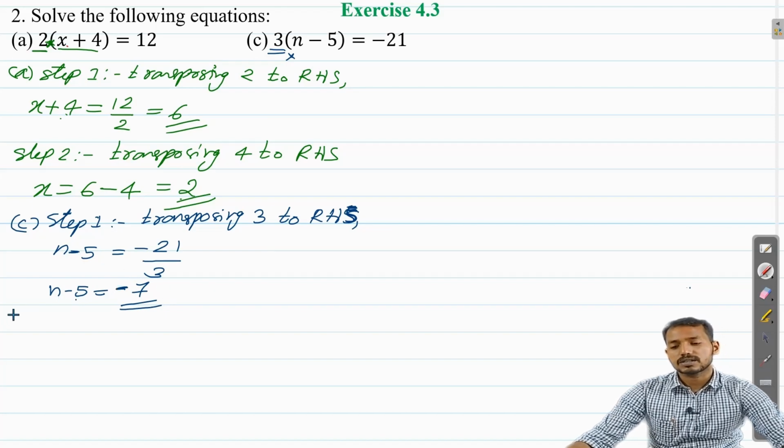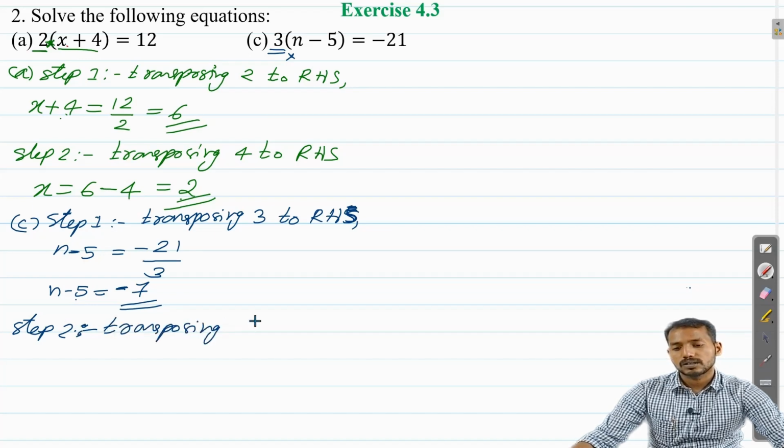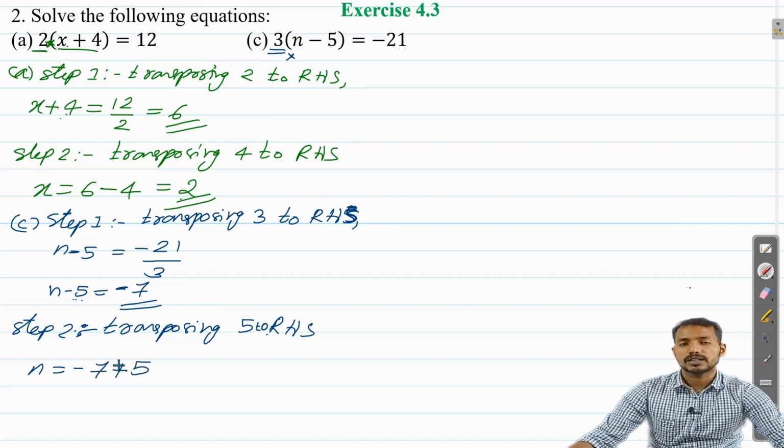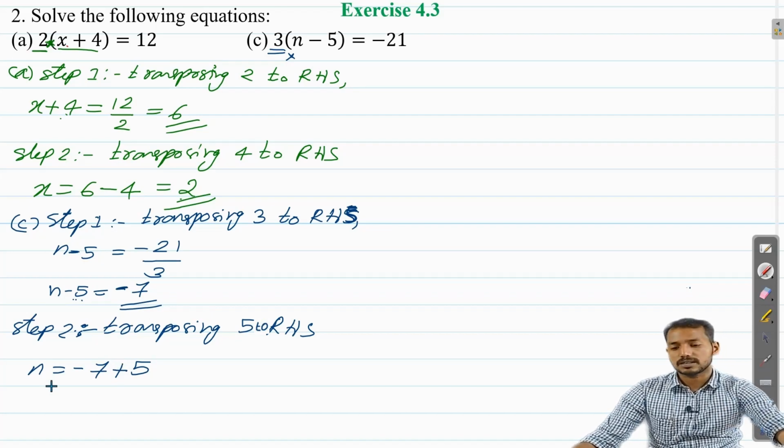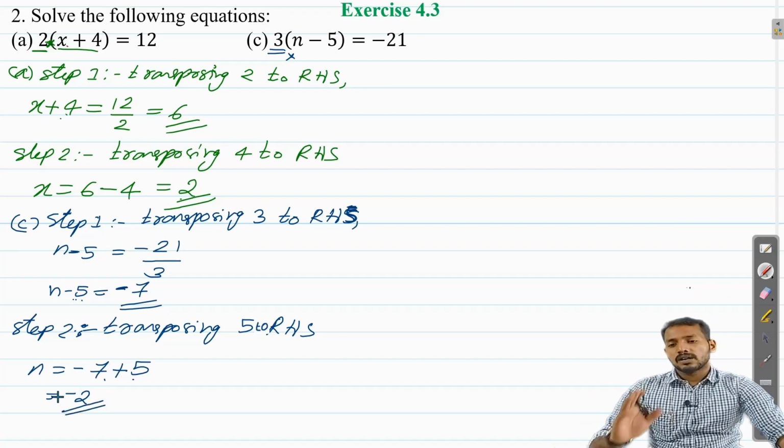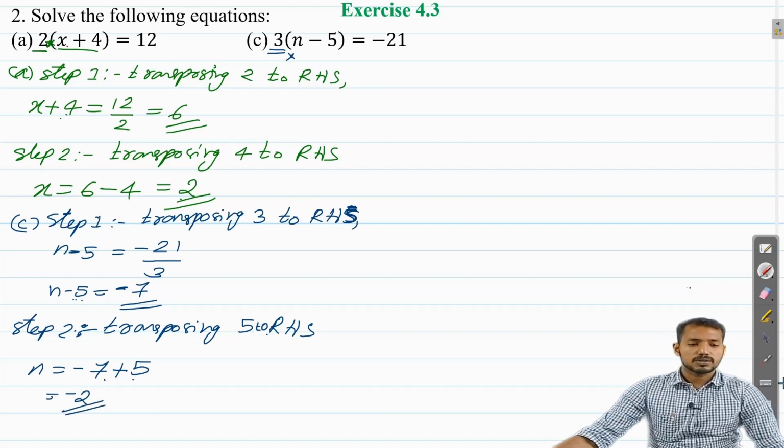Now this 5 should be separated. So proceed in step 2. In step 2 transposing 5 to RHS. So we will have n is equal to minus 7. Minus 5 will be changed to plus 5 when it is transposed from the left side to the right side. Minus 7 plus 5 is equal to minus 2, which is the solution of this equation. Now let's move to the next question, question number 3.